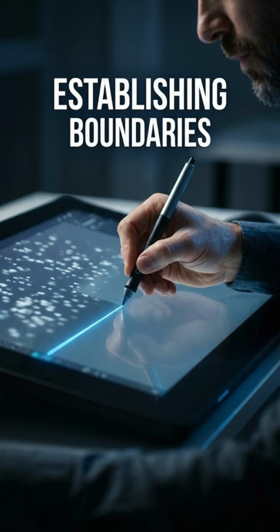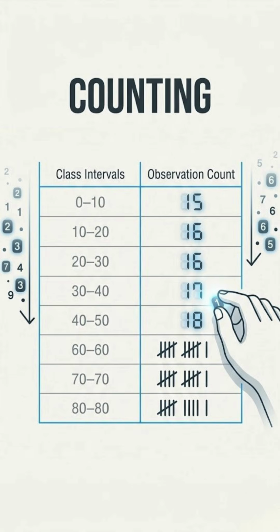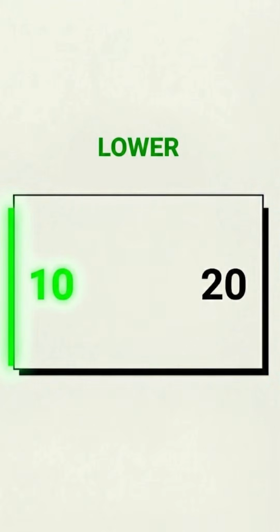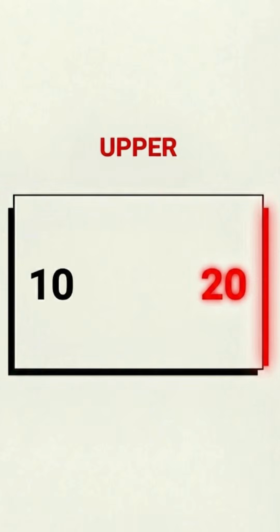Let's move on to establishing exact class boundaries and counting our observations. How do we decide class limits? Class limits are the starting and ending values of each interval. For example, 10 to 20. 10 is the lower class limit, 20 is the upper class limit.